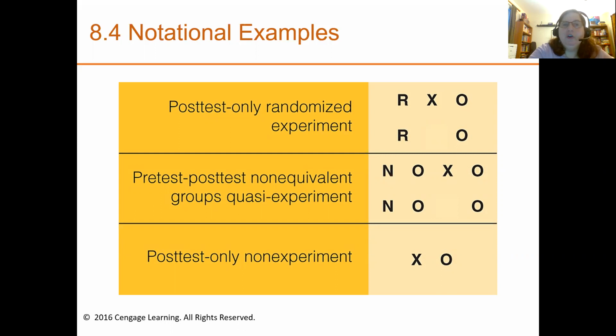If we want to know about age, if age is our IV, or gender is our IV, well, we can't assign people to different genders. We can't assign people to different ages. So sometimes we wind up with this quasi experiment here. And then in this example, we only have one group. They were given the program, the treatment, what have you, and then they were observed.